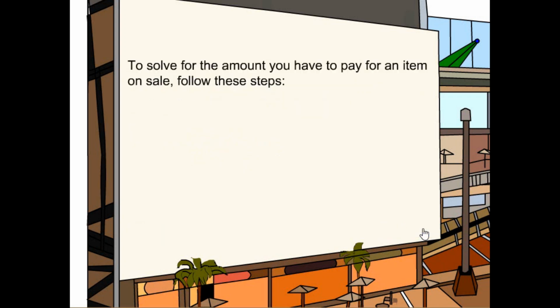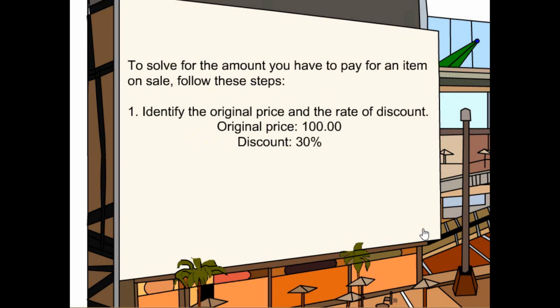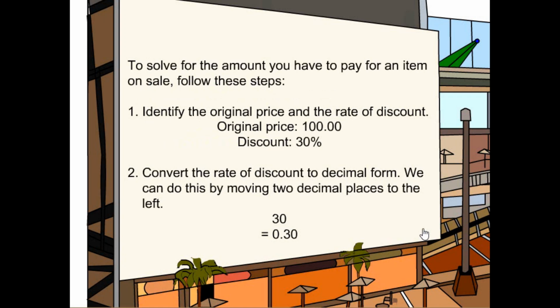To solve for the amount you have to pay for an item on sale, follow these steps. Identify the original price and the rate of discount. Convert the rate of discount to decimal form. We can do this by moving 2 decimal places to the left.